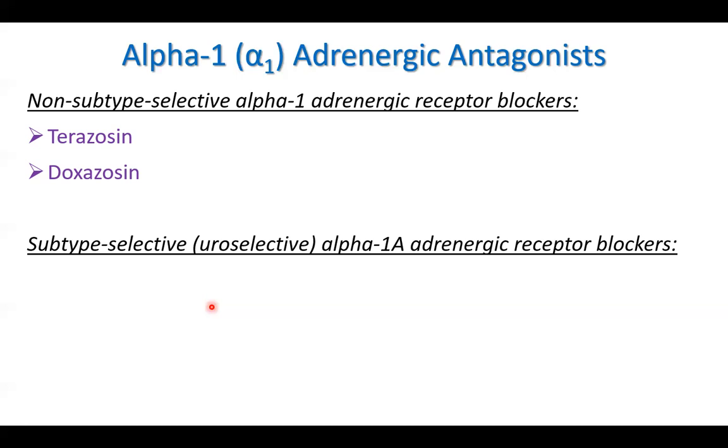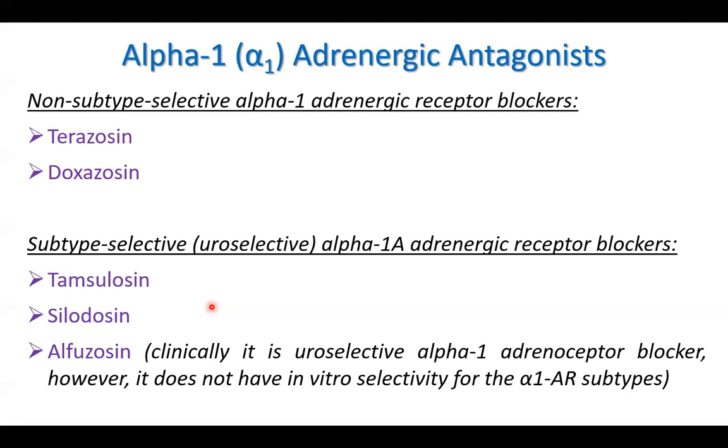So we call them uroselective: subtype selective alpha-1A adrenergic blockers, which are tamsulosin and silodosin. There are many others as well, but these are the two which are commonly used. And then we have one more, alfuzosin.